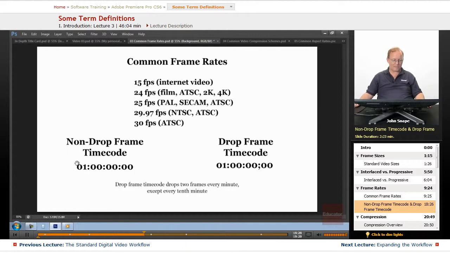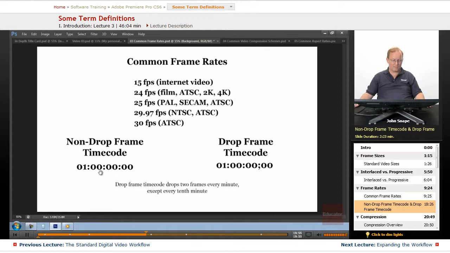And this 01 is the hours. This next set is the minutes. This next set is the seconds. And then the last 2 are the frames. So if you're at 1 hour, 5 minutes, that would be 05. 17 seconds would be 17. And then 14 frames would be 14 here. And that's how you read that.